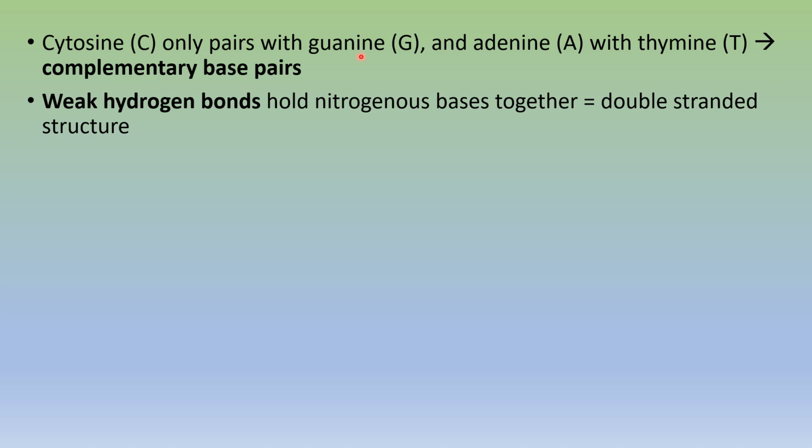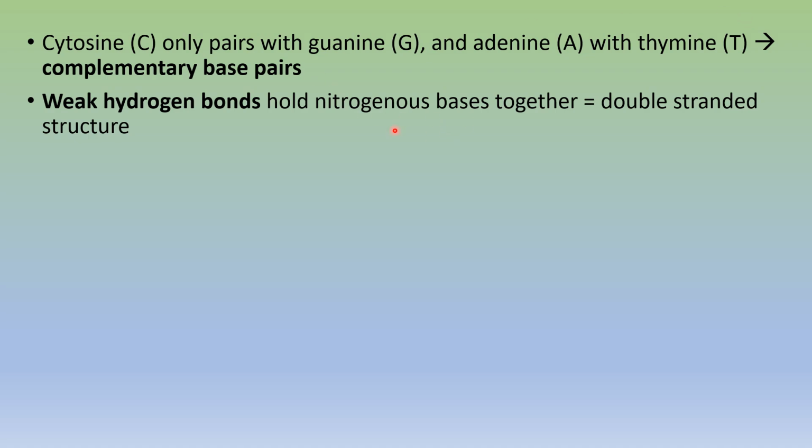Cytosine only pairs with guanine, and adenine only pairs with thymine. And these are called complementary base pairs. This means that guanine and adenine will never pair together, or cytosine and adenine are never going to pair together. They will pair with their complementary partner. So CG will always go together and AT will always go together.